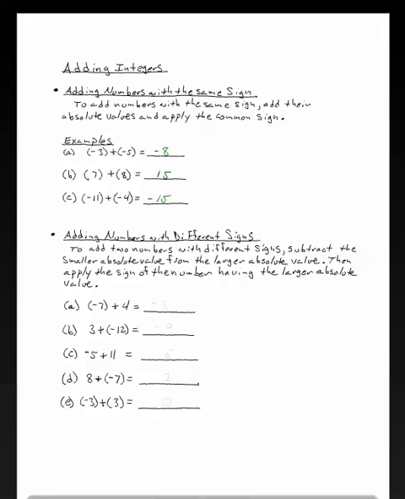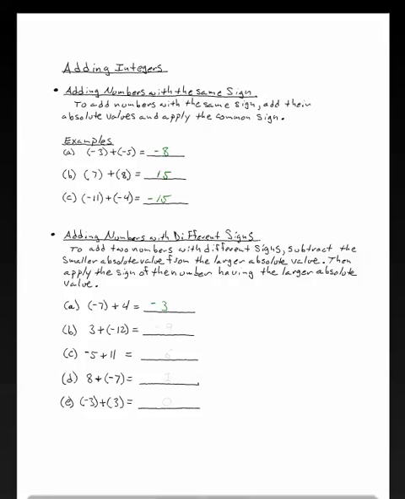So in example A, we have -7 plus +4. So the numbers have different signs. So 7 minus 4 is 3. Now we look at the two numbers disregarding the sign, so look at their absolute values, and we have 7 and 4. 7's the larger number, and it's negative. So our answer should be negative. So we get -3.